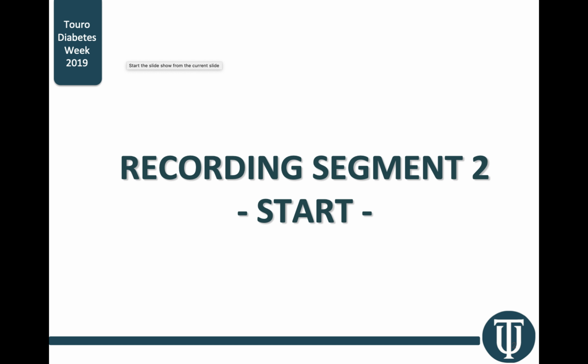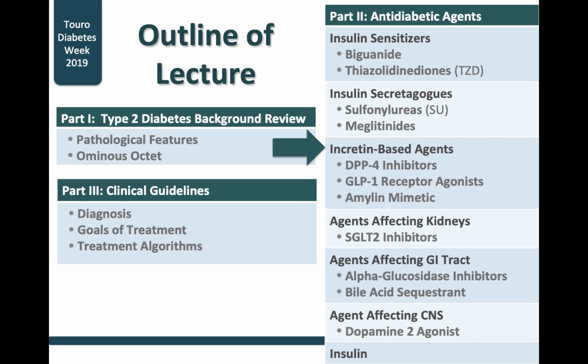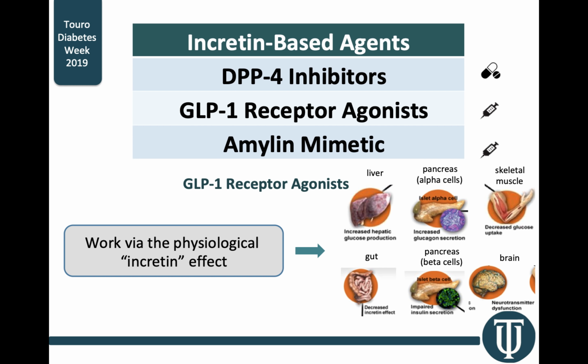So let's move forward. Here are the objectives again. We left off at McLeod on the last segment. So we will continue on our journey to explore more diabetes medication, starting this segment with incretin-based agents. There are three subclasses of agents in this category: DPP-4 inhibitors and their tablets, GLP-1 receptor agonists, and amylin mimetic.